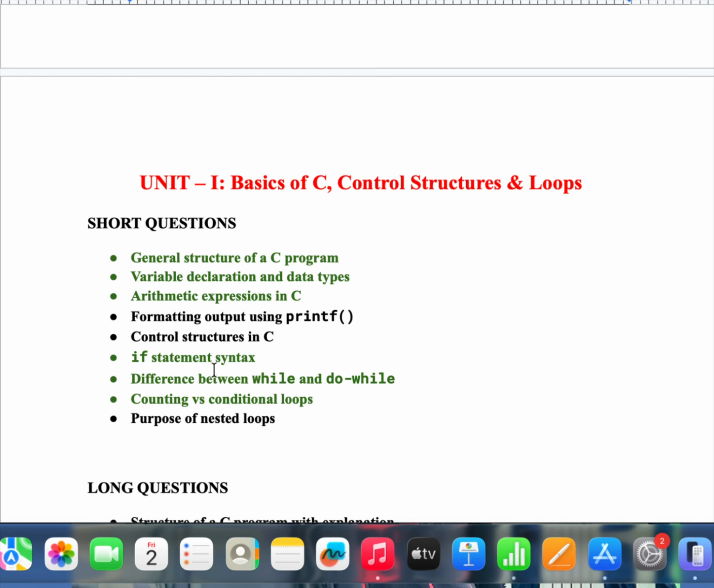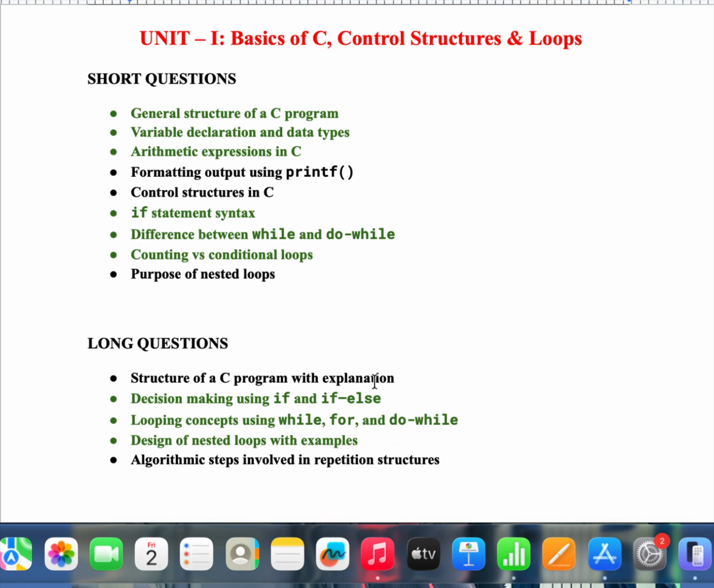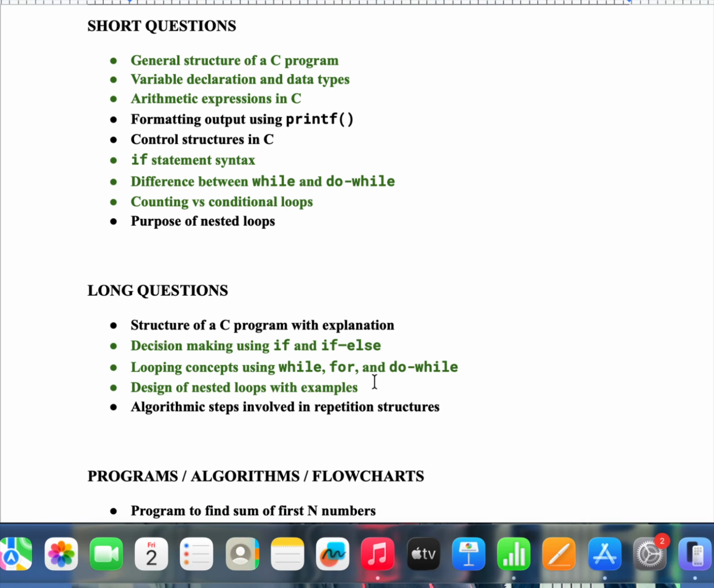Coming to the if statement, syntax is a very important question, and the while and do while also. In this video, I have highlighted in green. The green colored statements are the very important short questions. Coming to the long questions, decision making using if and if else, and design nested loops with example are also repeatedly asked as short as well as long questions.